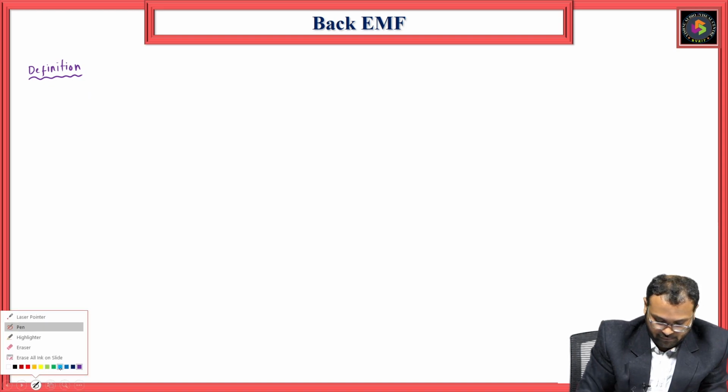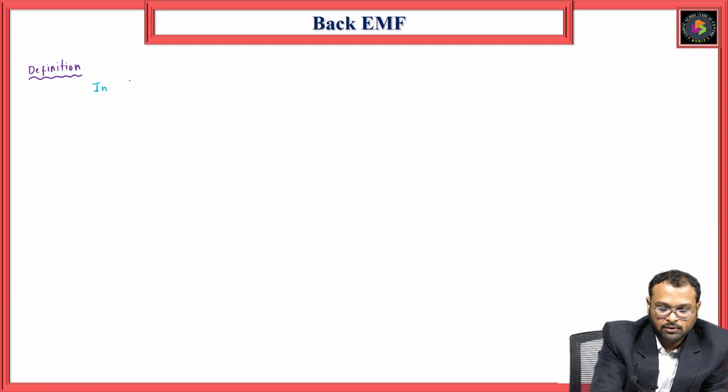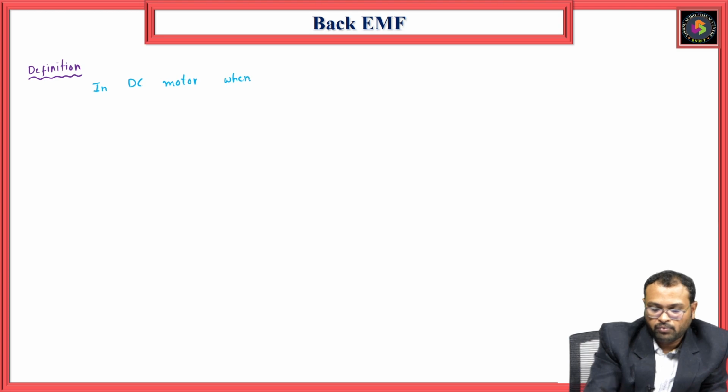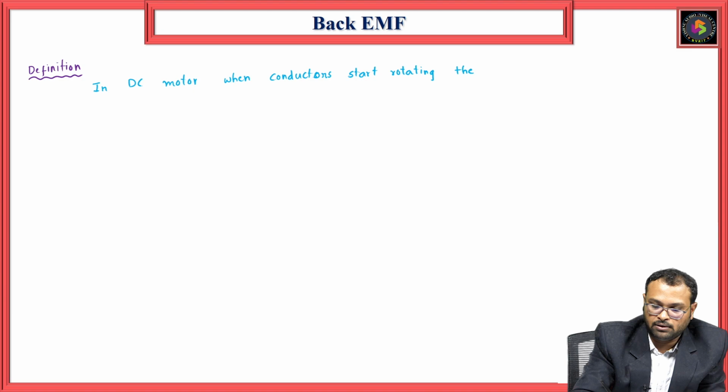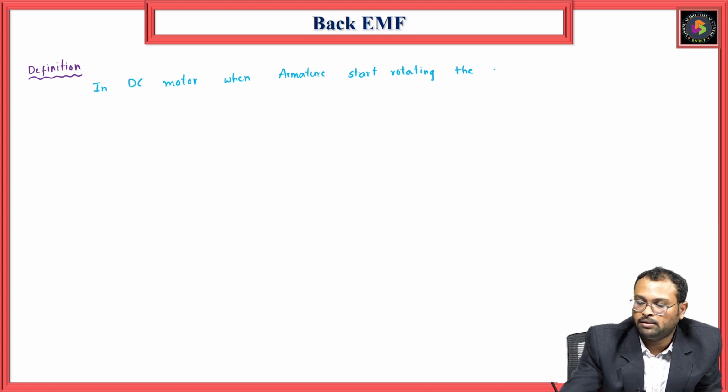So if you ask me the definition, in a DC motor, when the conductors start rotating, or the armature starts rotating, we say that when the armature starts rotating, the conductors cut the flux.